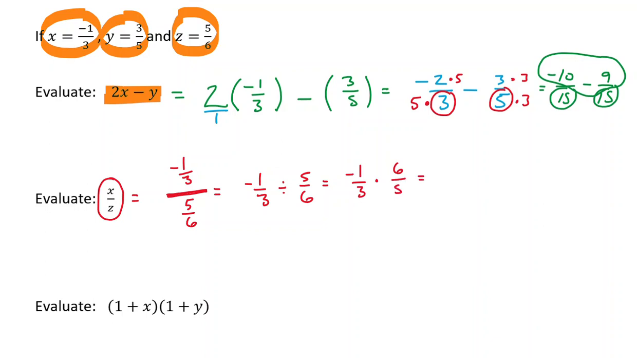We could write the answer down right now, but notice that 6 is made up of 2 times 3. If I recognize that there's a 3 in the numerator and denominator, I save myself a little bit of time. Negative 1 times 2 is negative 2, and there's only a 5 in the denominator. Negative 2/5 is the reduced answer to this question.